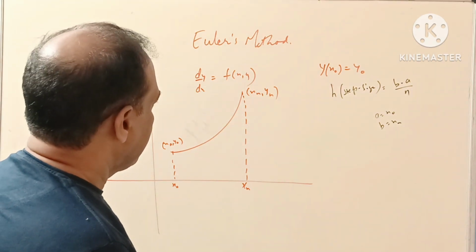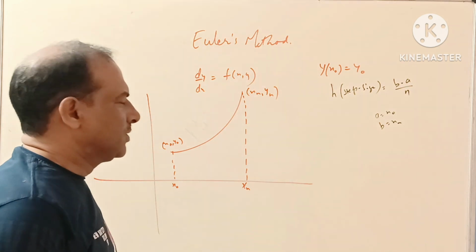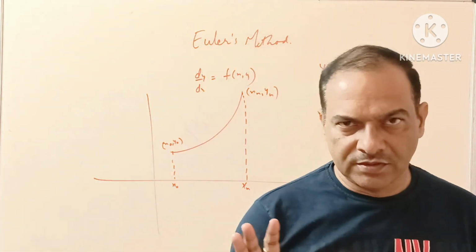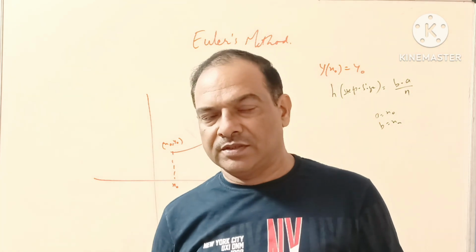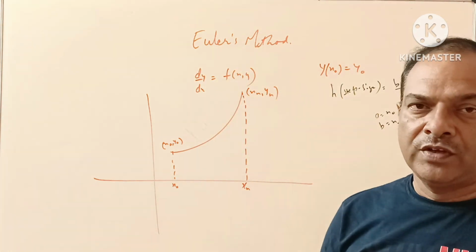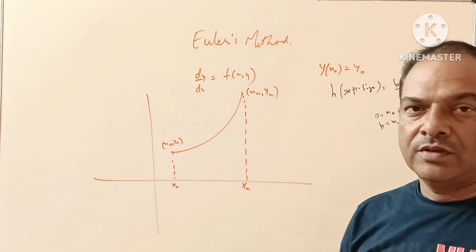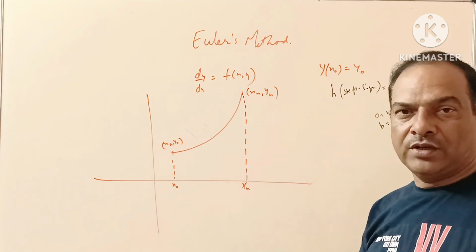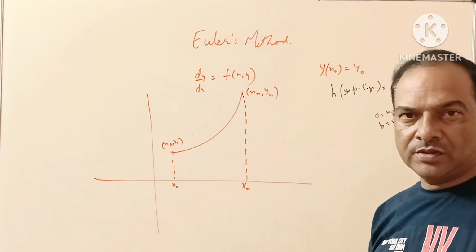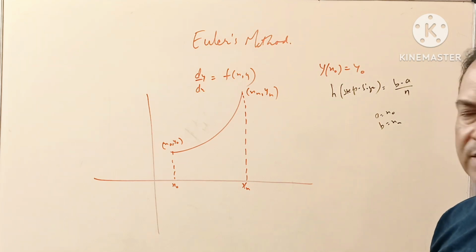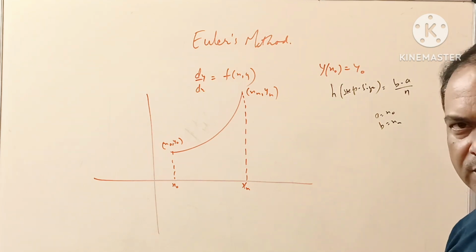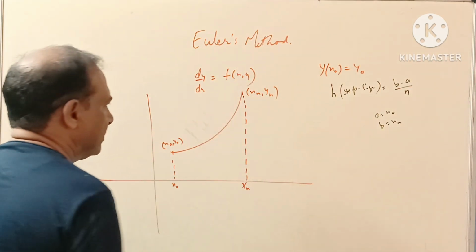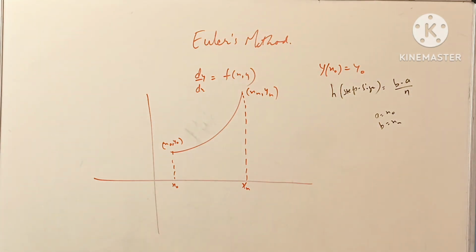Now the one thing you must know is that you are getting approximate values with the help of Euler's method, but the approximate value will be much closer to the exact value when n is more. The larger n is, the more accurate the value of yn will be. Here we have x naught, y naught, and here x and y. Now just try to start.